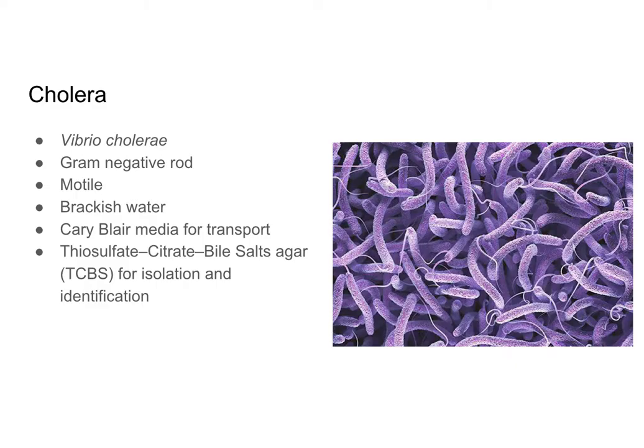Cholera is a bacterial disease caused by Vibrio cholerae. It's a gram-negative rod, so it looks red when you do the gram stain. Gram stain is a method that we use in the lab to identify bacteria. It is motile, and you can see the little tails of it. And right there, you can see the little tails, and that helps it move.